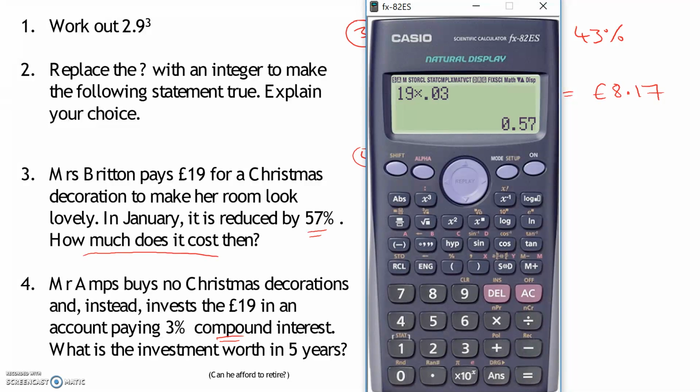So then some people added that onto the 19. Okay, then we've got to multiply that again. There are lots and lots and lots of steps. Right, in that next step, we've got to add that amount onto the 19.